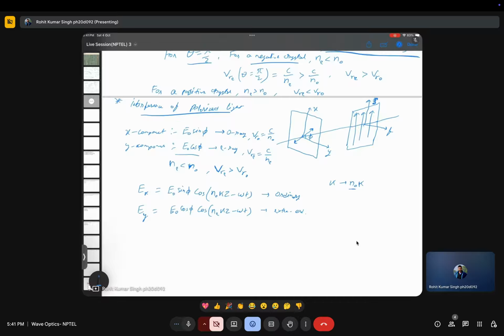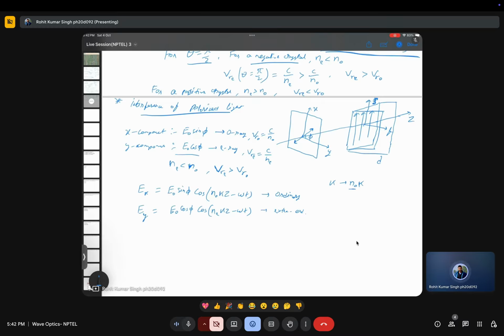Okay, now suppose this polarizer has a thickness d. Oops, it's a very wrong picture. I don't know what I'm making. Okay, so it has a thickness of d in the z direction. This is z direction.